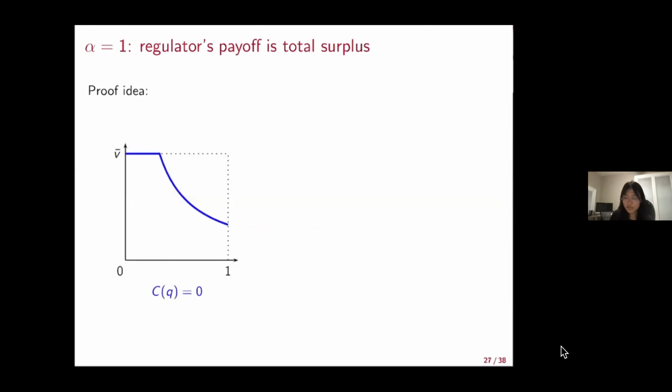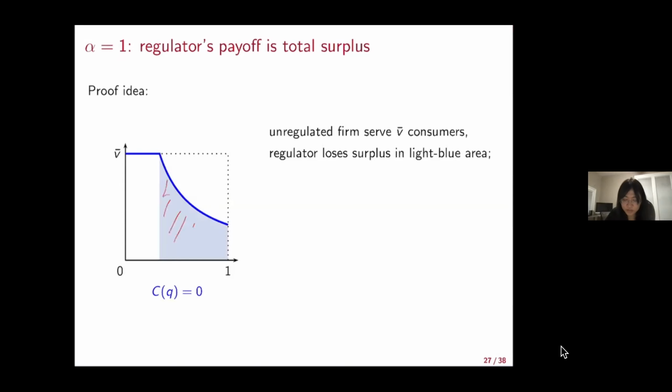Okay, so the next picture shows the proof idea of this result. Suppose we have this type of demand function and the cost of production is equal to 0. In this type of market, if we don't regulate at all, the firm would stop at this point. So now the regulator would lose all these areas in terms of regret. I would regret that I didn't incentivize the firm to produce a little bit more.